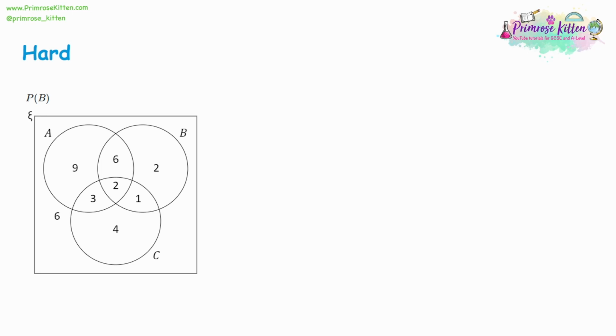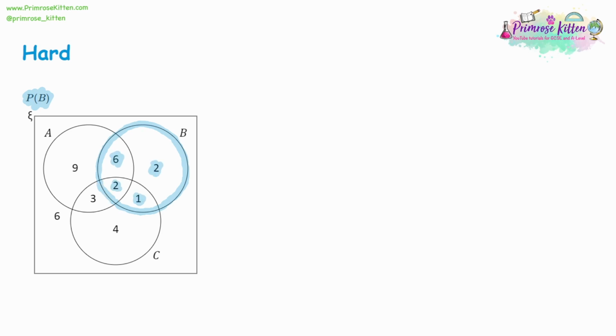Now, for the hard questions, we'll look at Venn diagrams that have 3 circles. So there's 3 different sets inside the universal set. So the first question, we've got the probability of B happening. So we'll just follow the same things before. We're going to highlight set B. And the probability of B, then we're just looking at the numbers inside set B. So we've got the 6, the 2, and the 1.